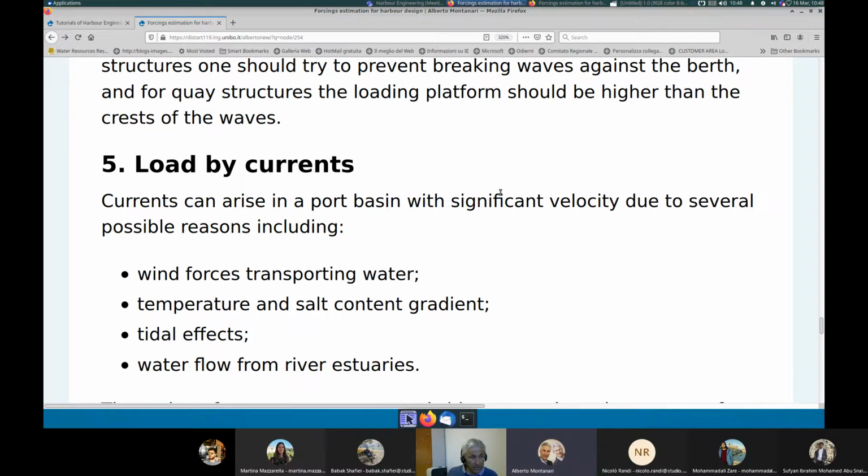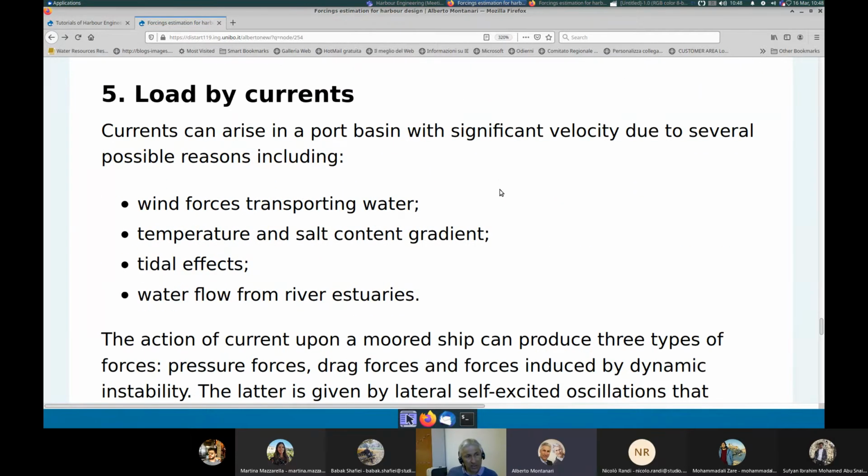Okay, loads by currents. It is something that is usually discussed when estimating the mooring forces. So we discussed wind, we discussed waves, and then there is also the load by currents. And so how can we have currents in a port, in a harbor? Usually the harbor is a sheltered, protected area. So what are the conditions that may induce some currents?